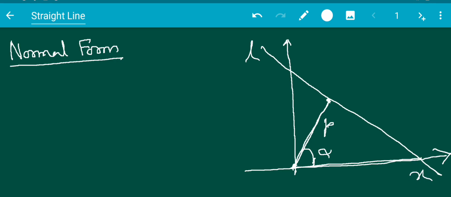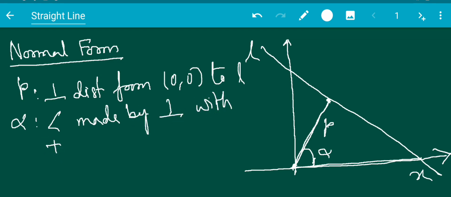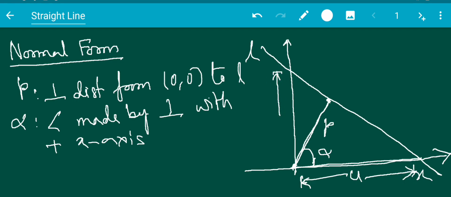Okay, so you have a distance, that is, the perpendicular distance p from (0, 0) to L. Number two, alpha, the angle made by the perpendicular with the positive x-axis. Okay, so these are the two things that you have. Suppose we can find the x-intercept and y-intercept, then it is easy to obtain the normal form using the intercept form.